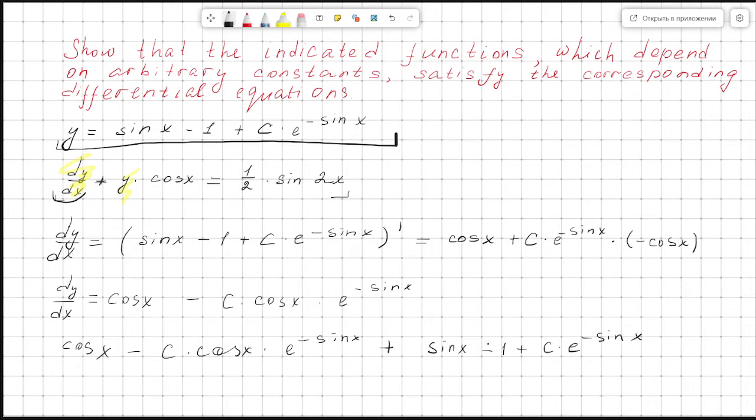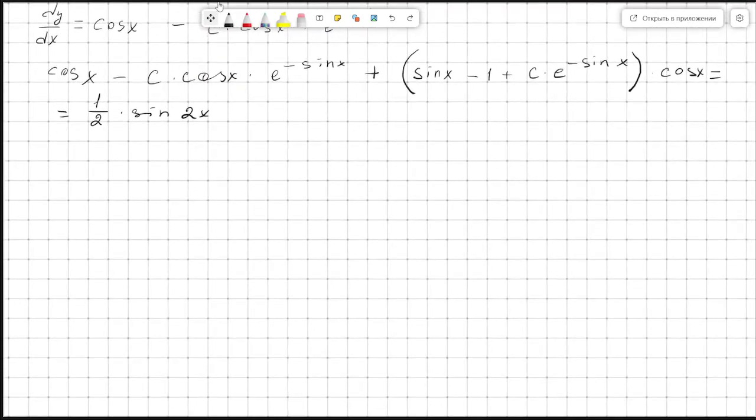And we must multiply this y by the function cosine, because if we take all y in bracket and write down this cosine of x times cosine of x. And all of these must be equal 1 over 2 times sine of 2x. Now we must prove this equality.